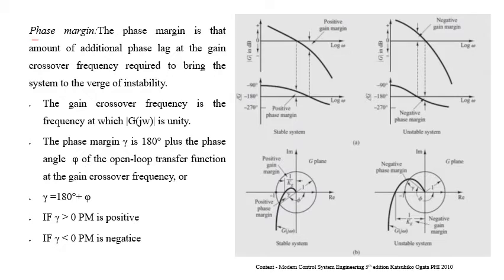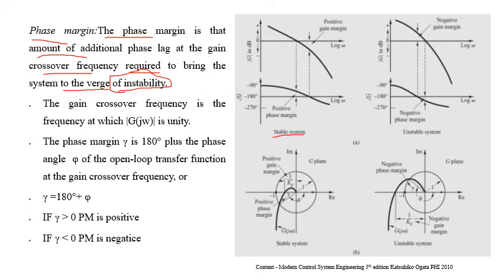So for phase margin, first of all understand the definition. The phase margin is that amount of additional phase at the gain crossover frequency required to bring the system to the verge of instability. That means if that particular phase is added to the system, then the system will become unstable. So look at this Bode plot, the gain versus frequency for two systems. One is stable, the other one is unstable. Let us start with the stable system.